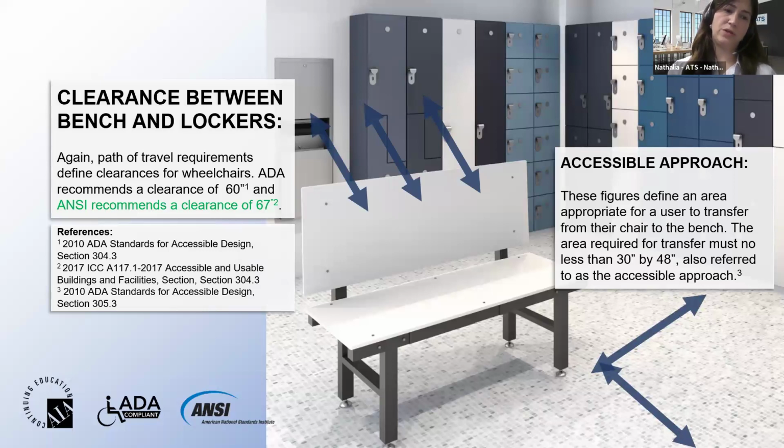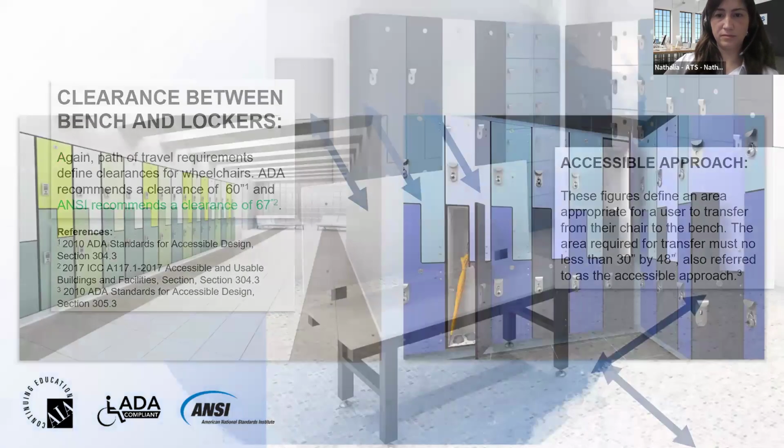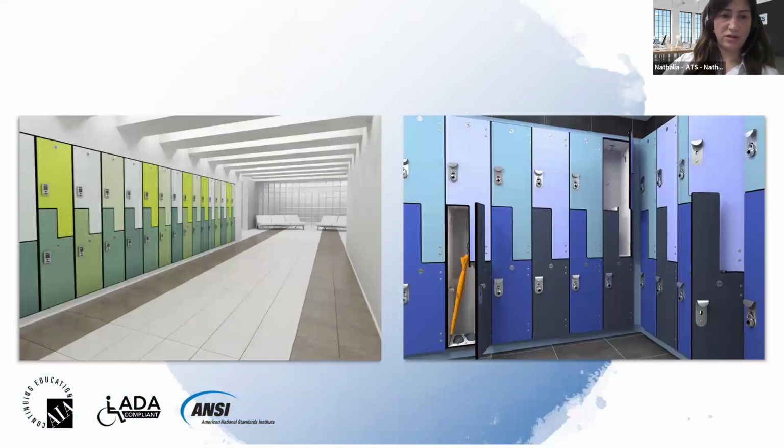And also the clearance between bench and lockers. Again, you should have a clear path of travel. ADA recommends a clearance of 60 inches, and ANC recommends a clearance of 67 inches, so a slightly larger diameter for your clearance. And just some more examples of compliant lockers with the right ledge height, with opening, with no benches obstructing the path of travel.